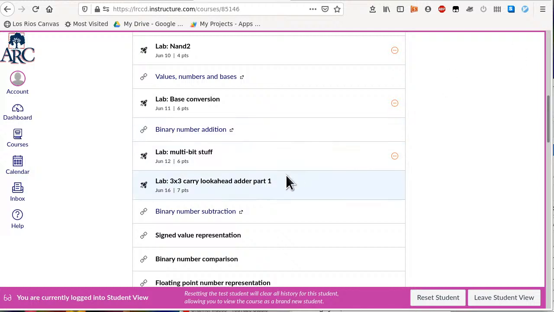Today we have a new lab. It is the 3x3 carry look ahead adder part 1. So that means there will be a part 2, which means at the end of part 1 you probably want to save your file just to make sure that you can access it in part 2.